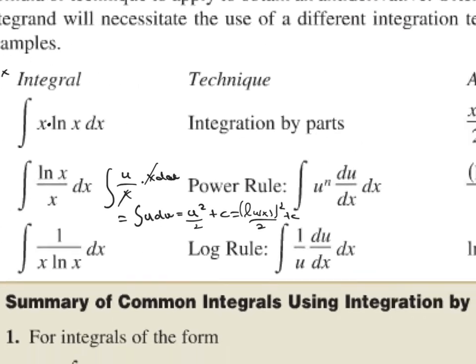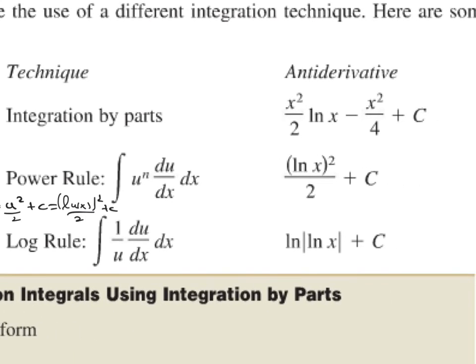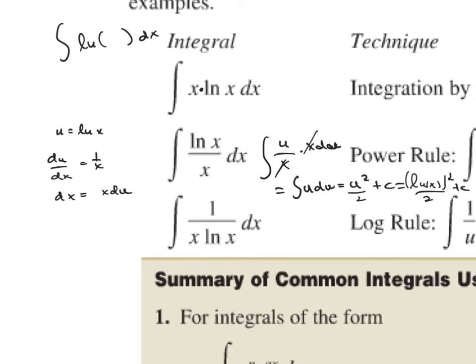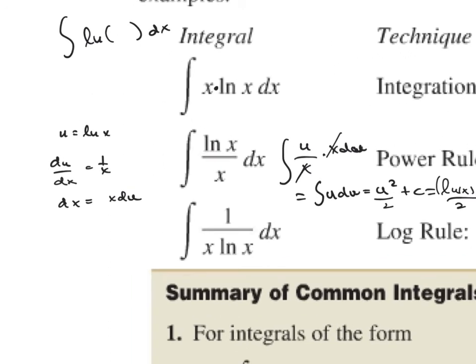And if you look to the right, that's what they're telling you to do, and that's how they got that answer right there. So on this one, you don't need to use integration by parts. In fact, you can't use integration by parts. What you want to use is u substitution. So how did I know to use u substitution? Well, quite honestly, through practice.